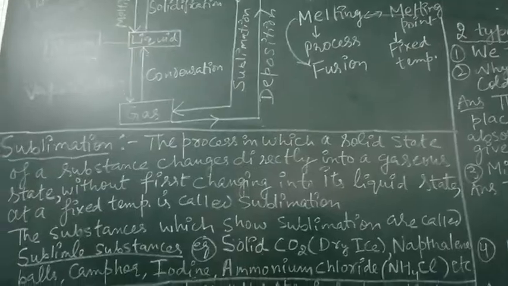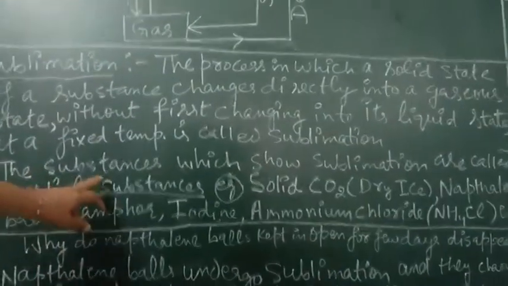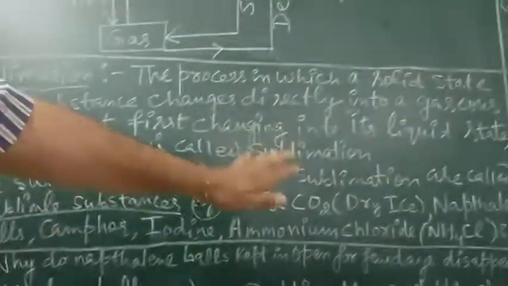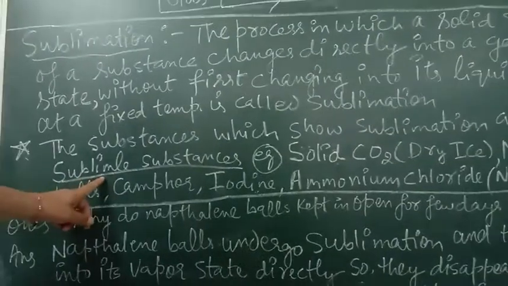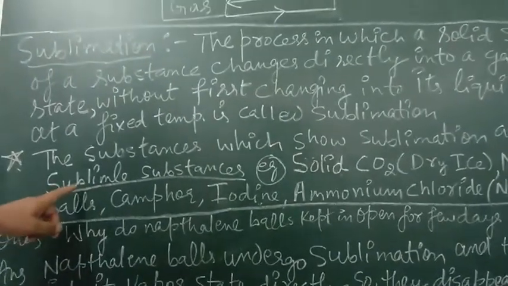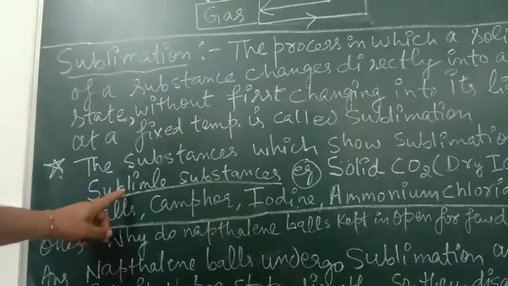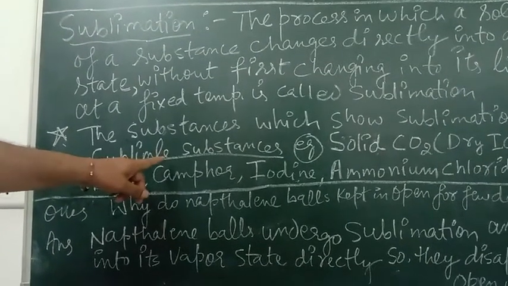Okay. Now moving ahead, the substances which show sublimation have been given this name. Those substances are called sublimable substances. S-U-B, B as in boy, L-I, M as in monkey, L-E.